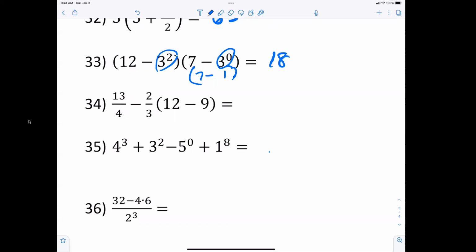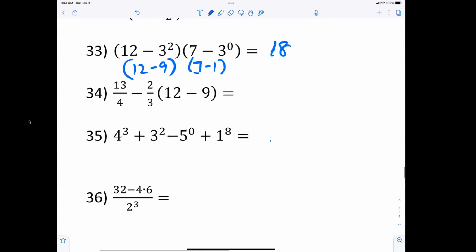And again, I'm expecting you to make little mistakes. So if you don't know it's 18, just let me know. What, Oliver? It's 9, but then 3 to the 0. It would be 7 minus 1, 12 minus 9.